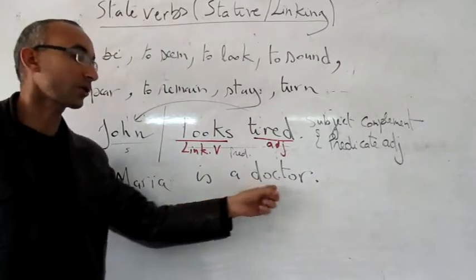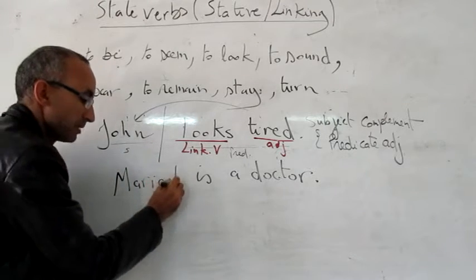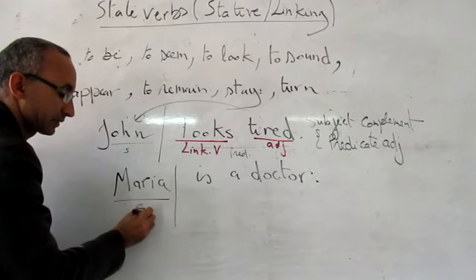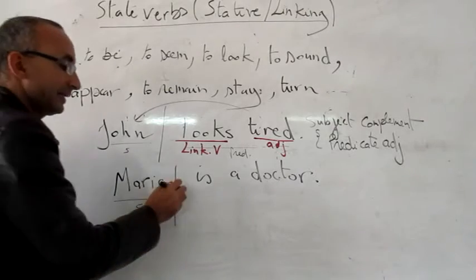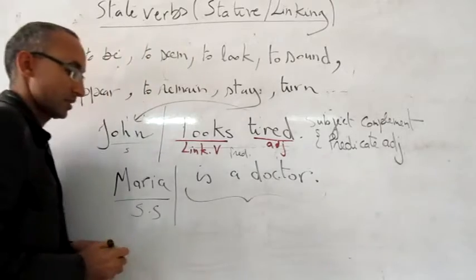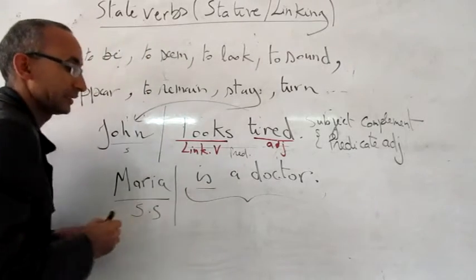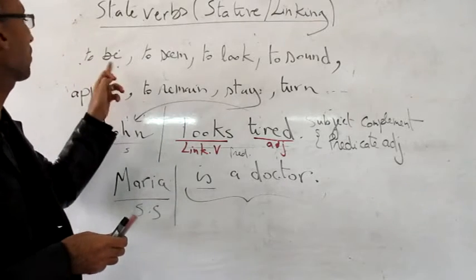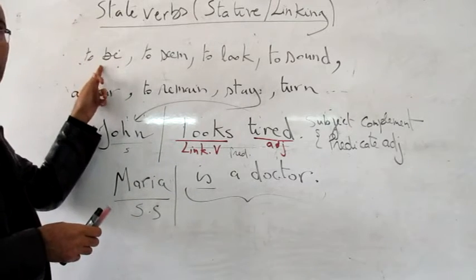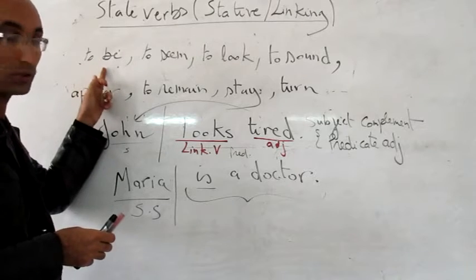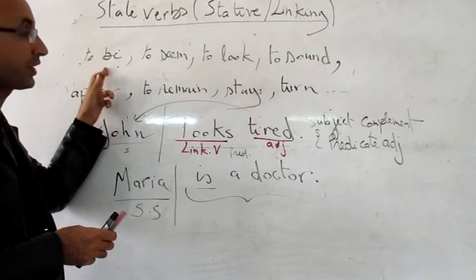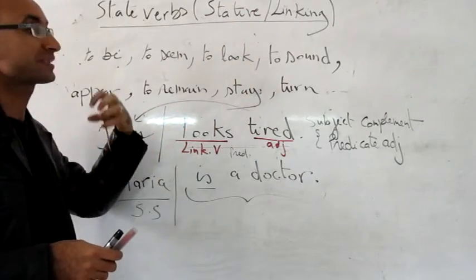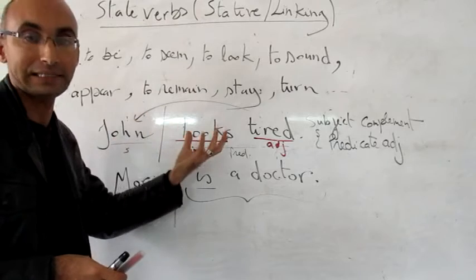Let's compare this with our next example. Maria is a doctor. I have Maria as my subject, which is simple, and is a doctor is my predicate. I have is here. Now I have to be. So to be can be is, was, were, has been and so on. Now these are considered linking verbs, regardless of the tense they are conjugated in.